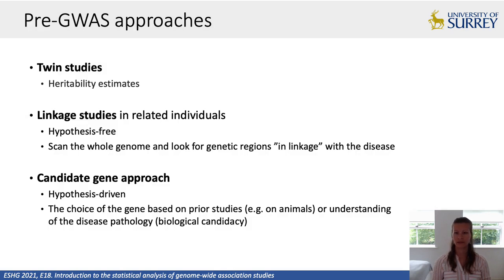Prior to GWAS, twin studies, linkage studies and candidate gene approach were the main statistical approaches in linking our genomes to human health and disease. Twin studies were mainly used to estimate heritability of different diseases and to dissect the role of genes from the environment. Linkage studies were conducted in related individuals, and they are a hypothesis-free approach where the whole genome is scanned to look for genetic regions in linkage with the disease.